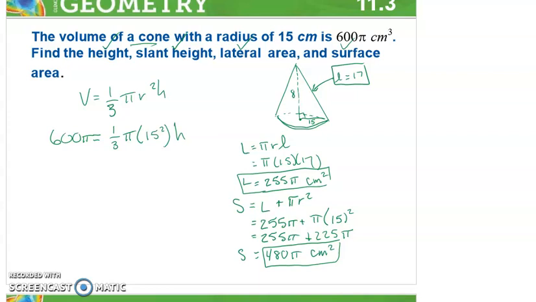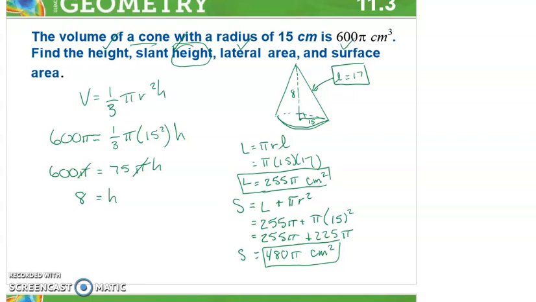So now we're going to go ahead and multiply both sides out, simplify them. 600 pi, pretty simplified, but this simplifies to 75 pi times h, because 225 divided by 3 is 75. So you divide both sides by 75 and by pi. Divide by 75, you end up with 8 equals h. So the height is 8. So we've got the height figured out.